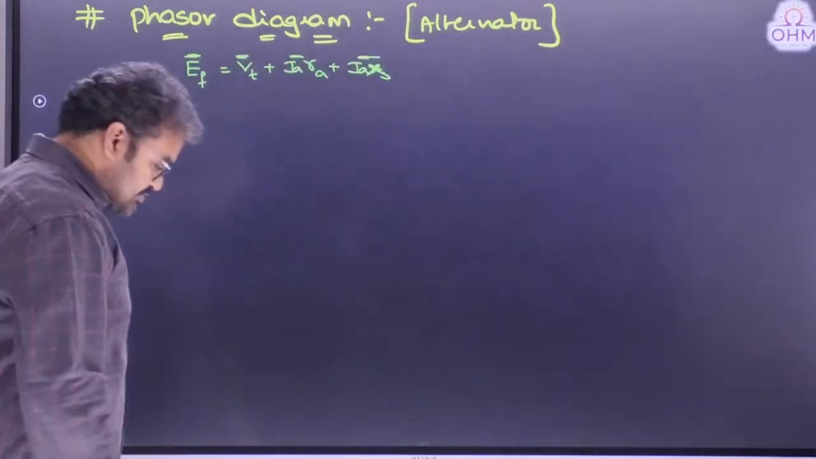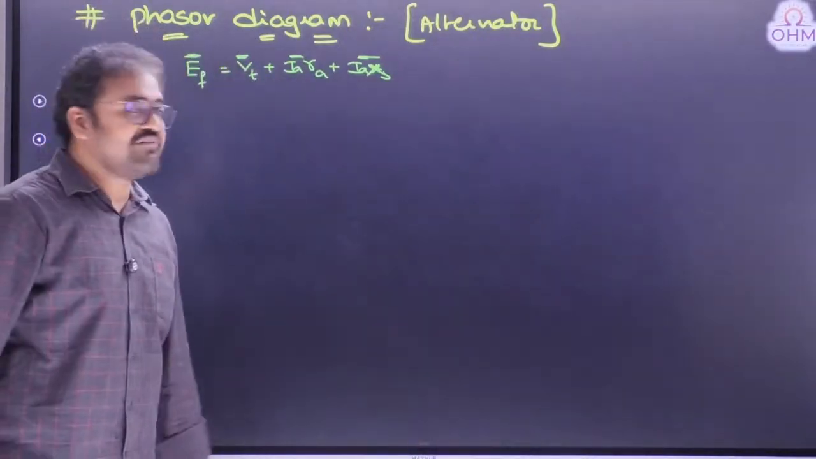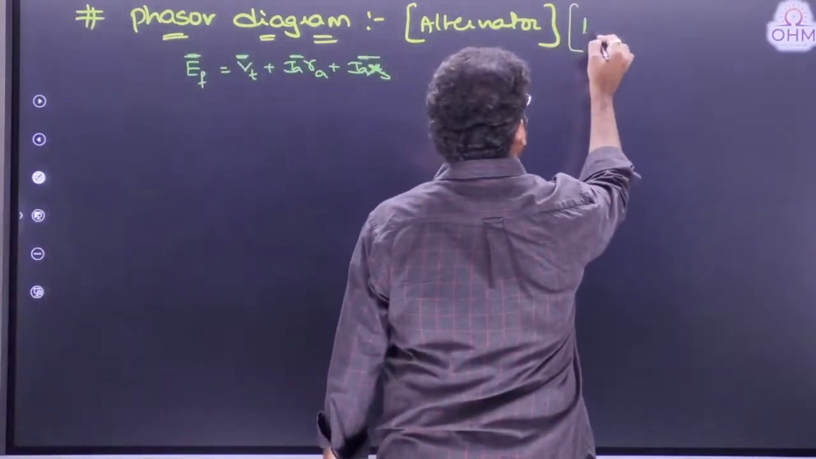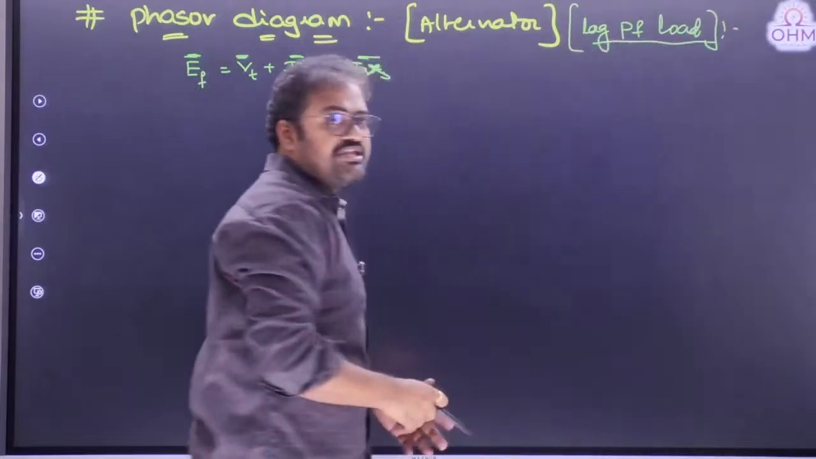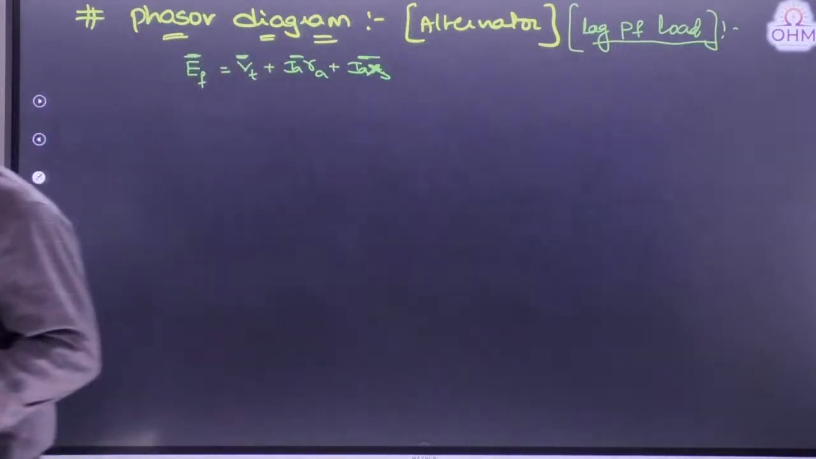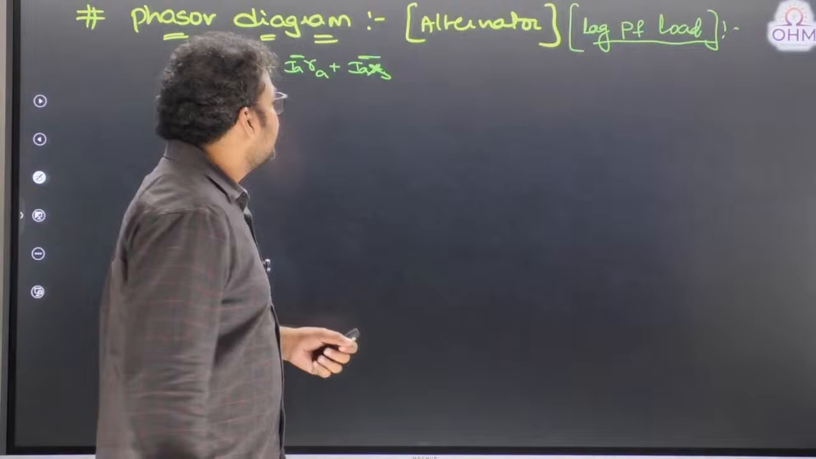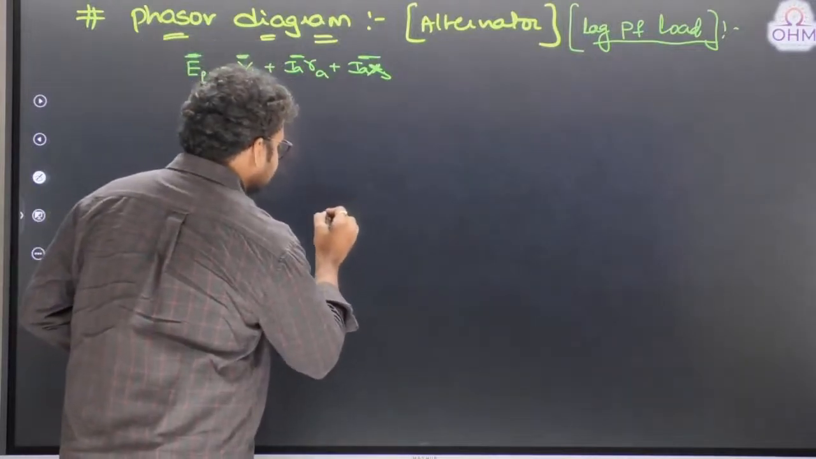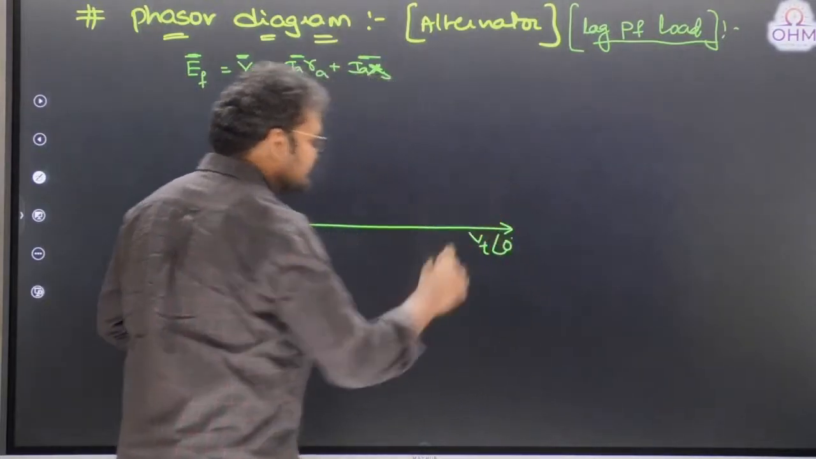Clear? So let us draw the phasor diagram. To draw the phasor diagram, I am considering a lagging power factor load. You can implement it even for leading power factor and unity power factor as well. Let's see the phasor diagram related to this KVL equation. What I am doing here is taking the terminal voltage as reference. So this is the terminal voltage at an angle 0. Reference means at an angle 0.